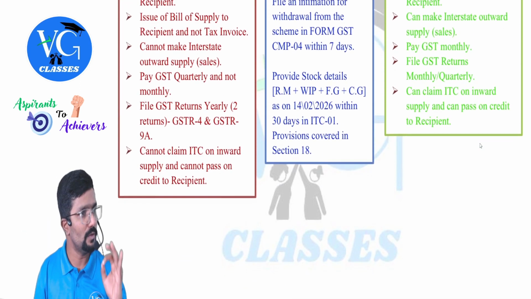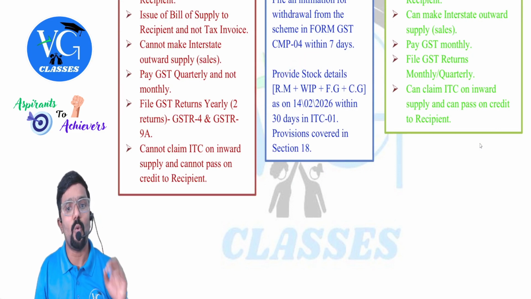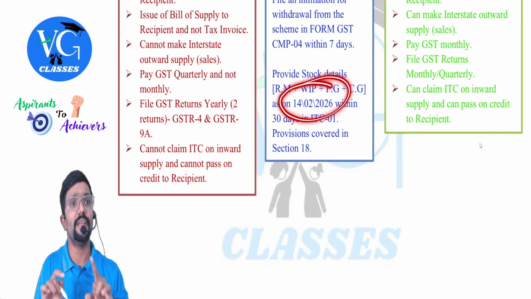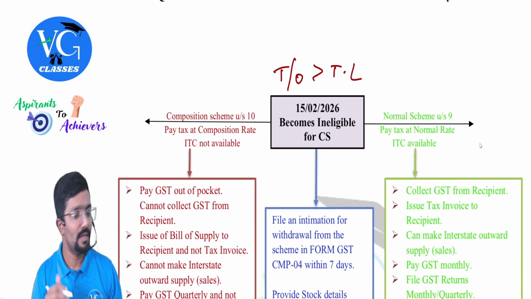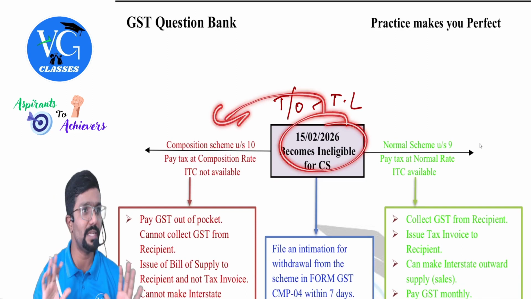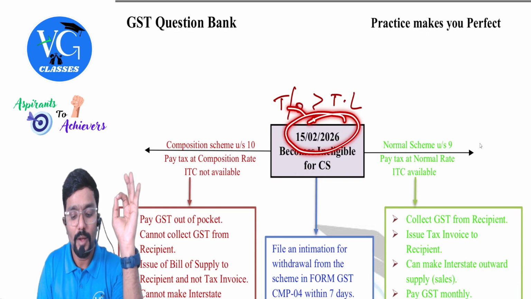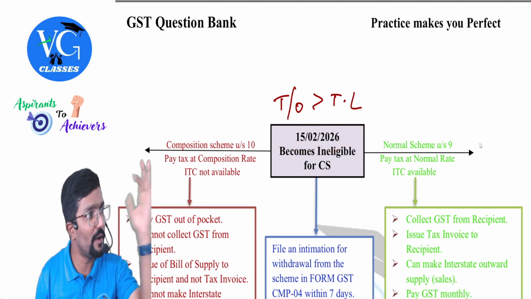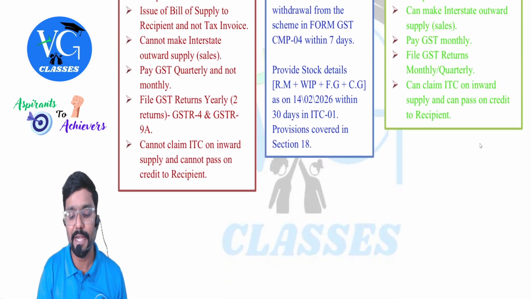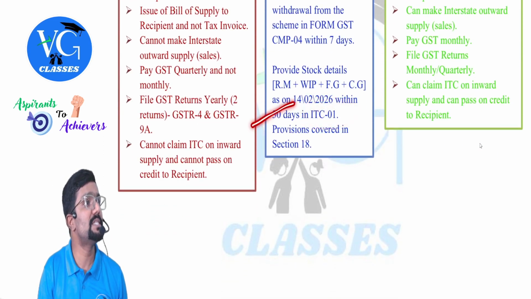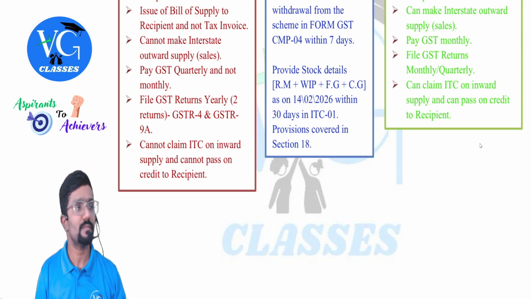Okay. Also, listen. He has to provide the details of stock, whatever he is having on 14th February, a special day. Why is it the special day? Before the preceding day. That is all, don't go anywhere else. On 15th February I became ineligible. On the preceding day, what is the preceding day? 14th February. Whatever stock I have, I have to give the details of that in ITC-01. Within how many days? 30 days. Within 30 days. Why, I will tell you. Please listen now.